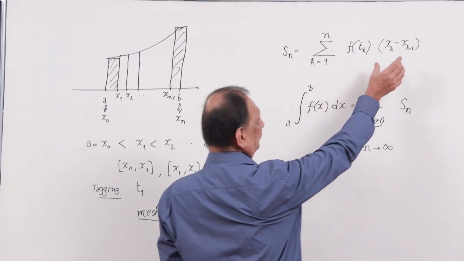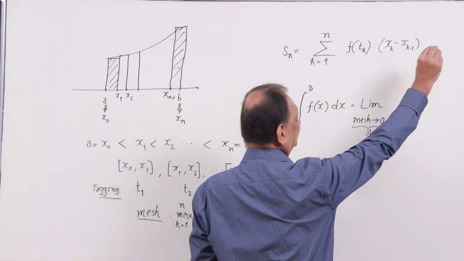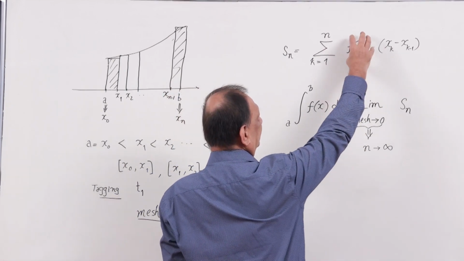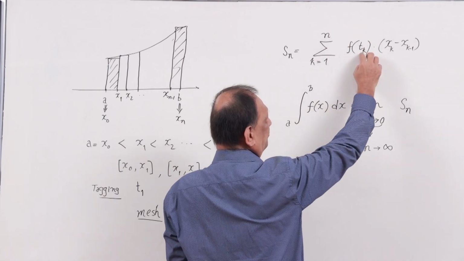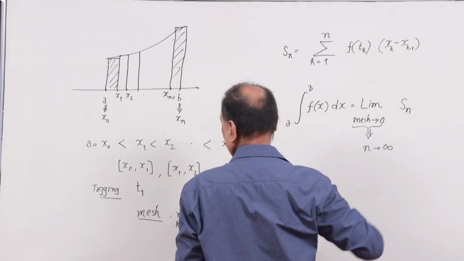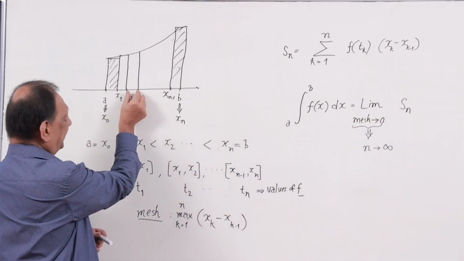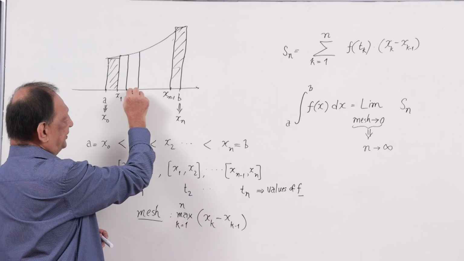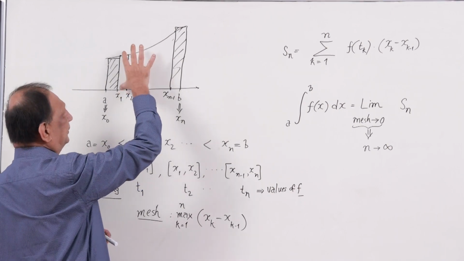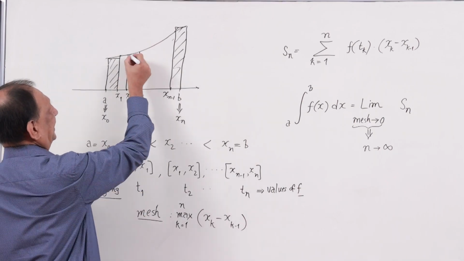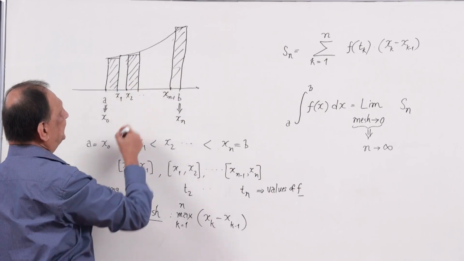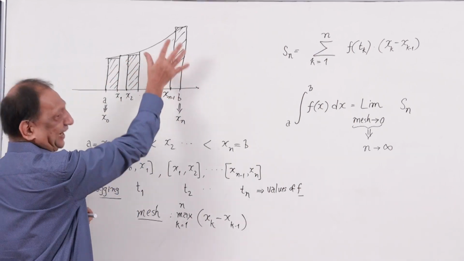Then this term is a summation of a series of n number of terms. Each term is a product of the value of the function at some point, call it tk, and the interval width. So that means we are taking every subinterval and a value tk within that interval. Function value is the altitude, and multiplying, you get the rectangle area. Each of those terms is the area of one of these rectangles.